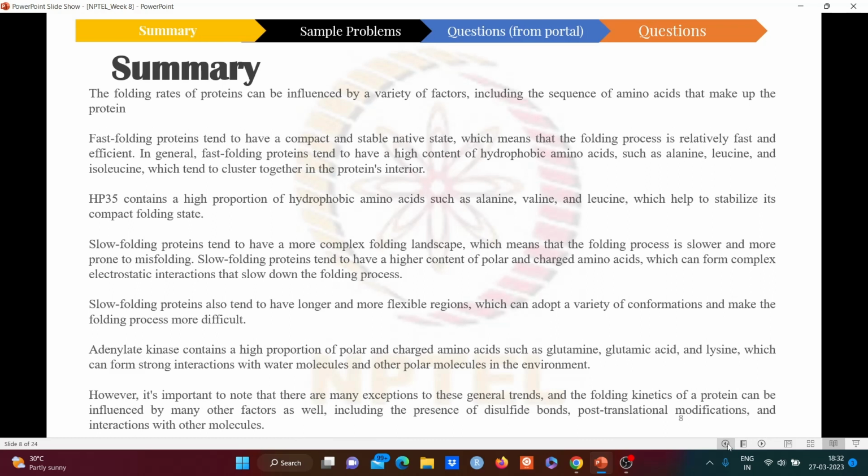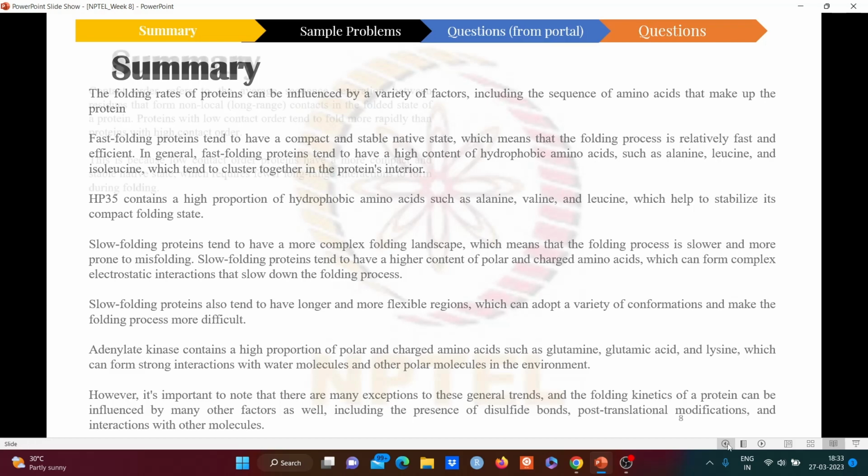In summary, the preference of amino acids in fast and slow folding proteins is generally related to their size, hydrophobicity, and polarity. Fast folding proteins tend to have a higher proportion of small and hydrophobic amino acids, while slow folding proteins have a higher proportion of larger polar and charged amino acids.